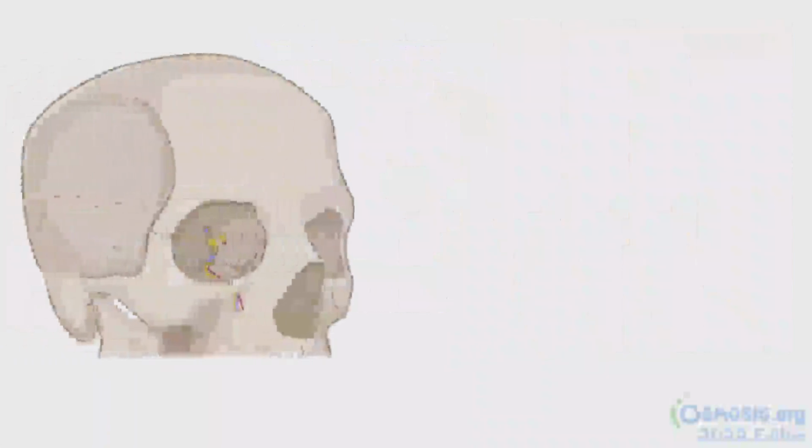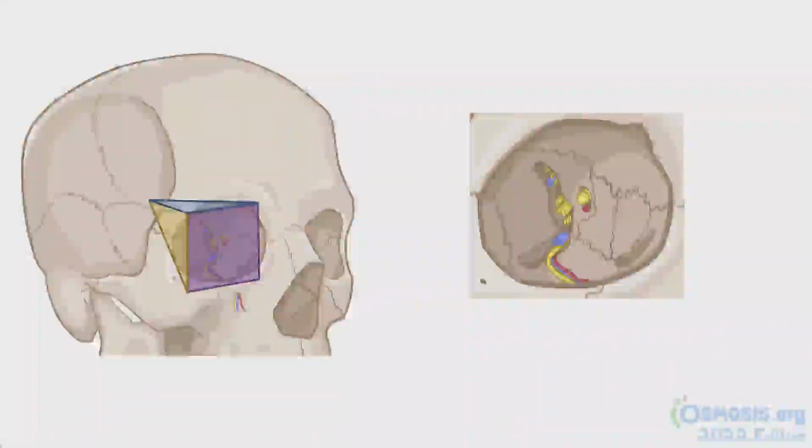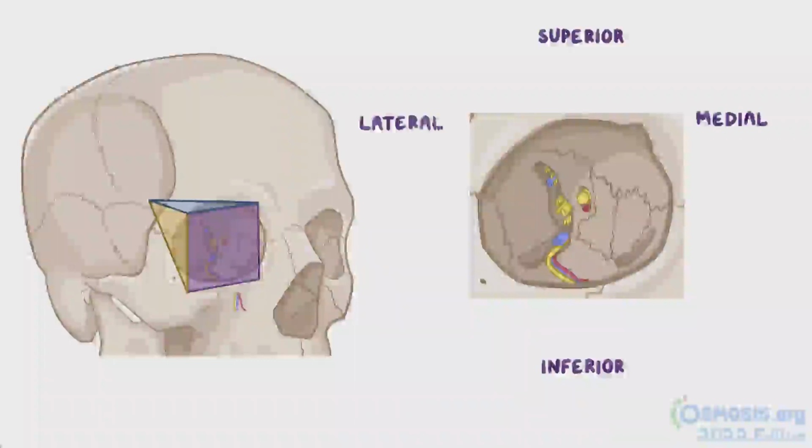Now, each orbit is shaped like a pyramid, so they have an apex posteromedially, or towards the inside of the skull, a base anterolaterally that opens in the facial skeleton, and 4 walls: superior, inferior, lateral, and medial. These walls are made up of several bones.